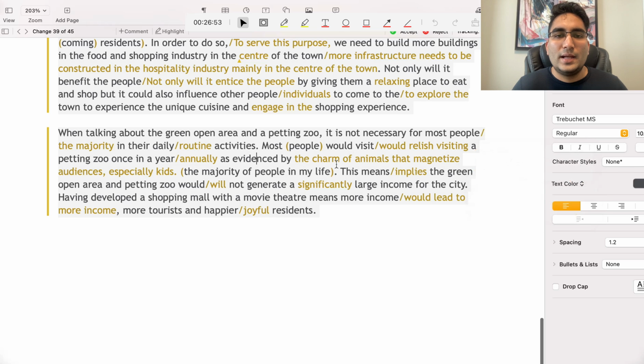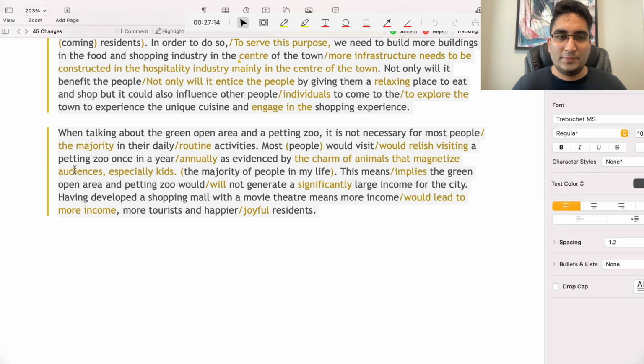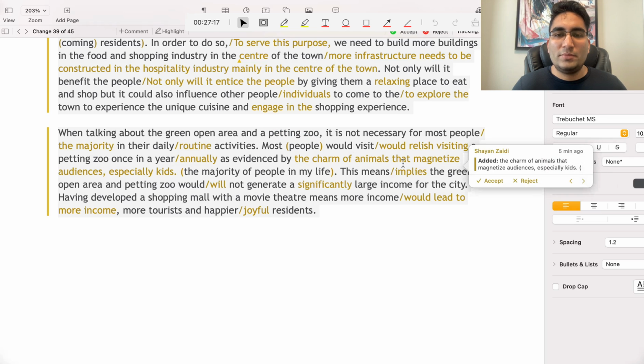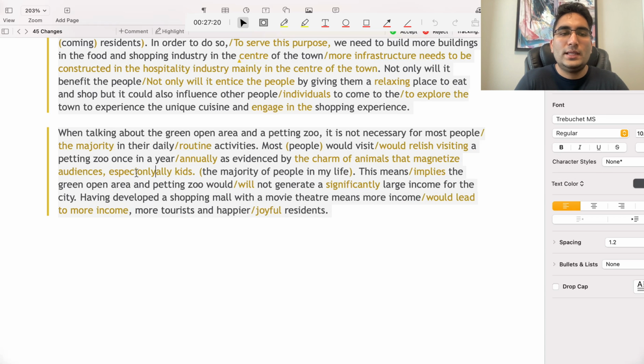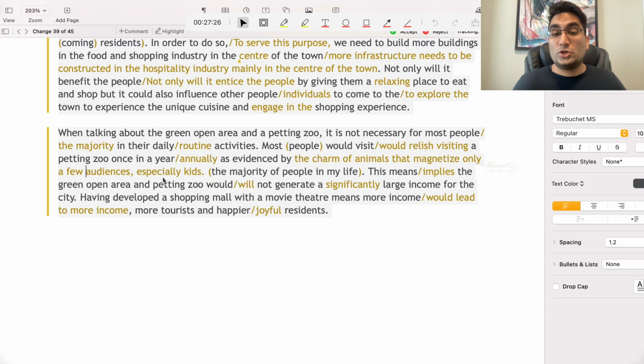Okay, so, oh, okay. You know what? She's actually being negative about how few people visit a petting zoo, because she's saying that few people would visit it, so there's no point in that. So what I'm going to do is make this negative. I'm going to say, as evidenced by the charm of animals that magnetize only a few audiences, especially kids. So what I'm saying is it's only a few, not many people are coming here. And this implies the green space would not generate a significant large income for the city.